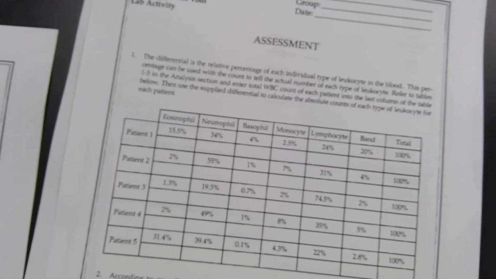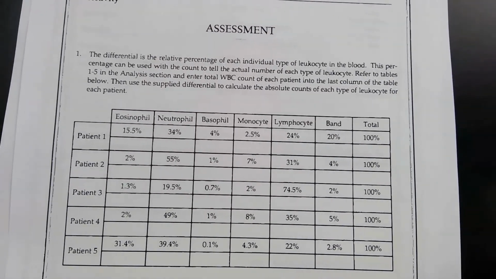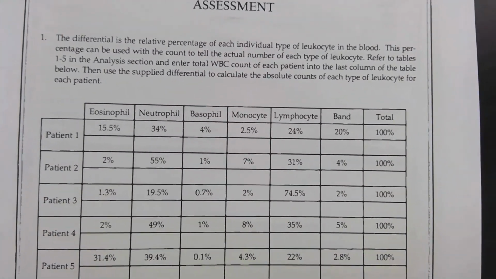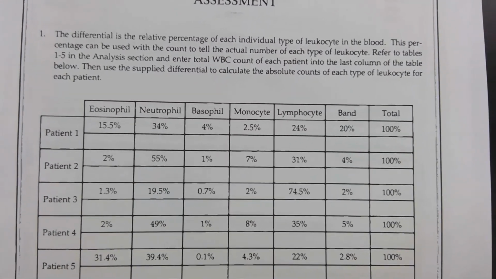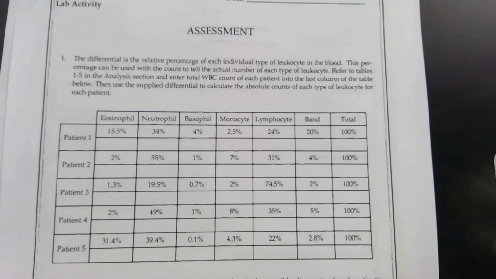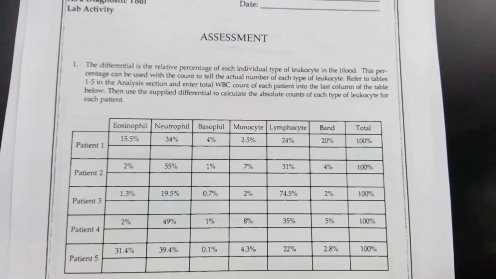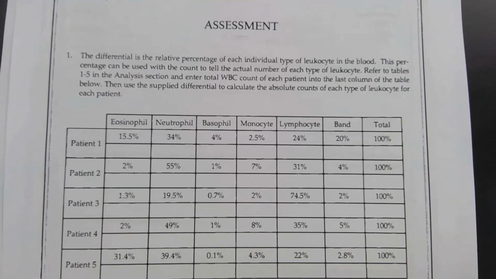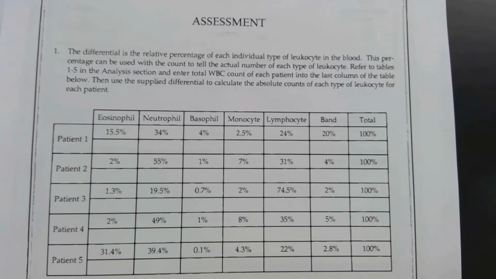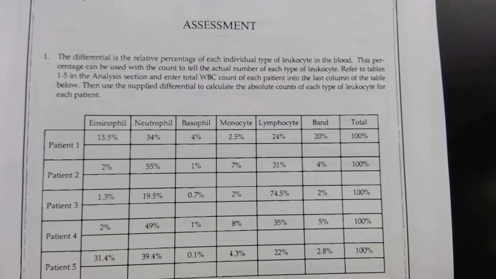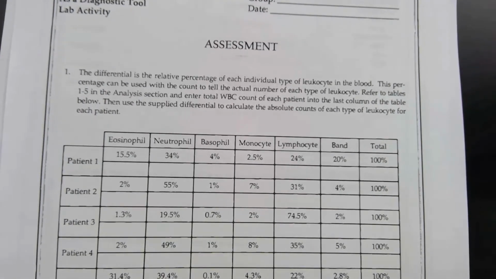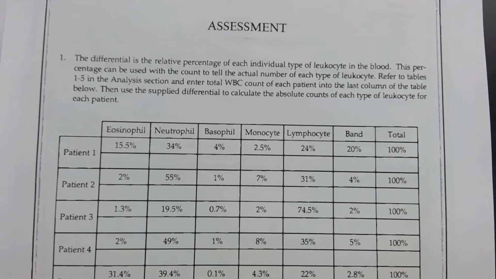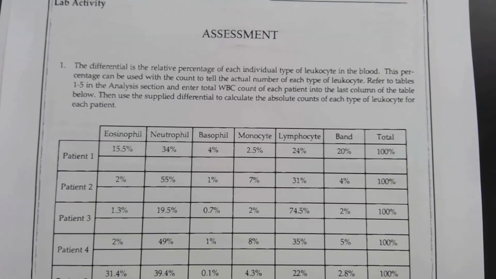Well, let's suppose patient 1 has 2,000 white blood cells altogether. If 15.5% of those are eosinophils, you just take 15.5% of 2,000. So depending on how your calculator works, if you have a percent button, you just push the 15.5% button times 2,000. If you don't have a percent button, you just take 0.155, because to transfer from percent to decimal, you just move the decimal 2 places, times 2,000.